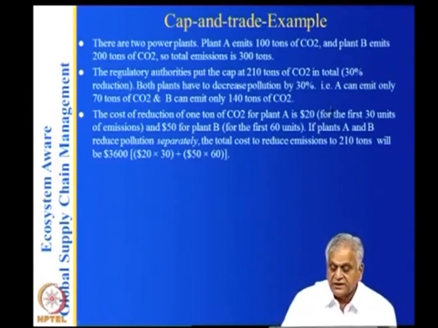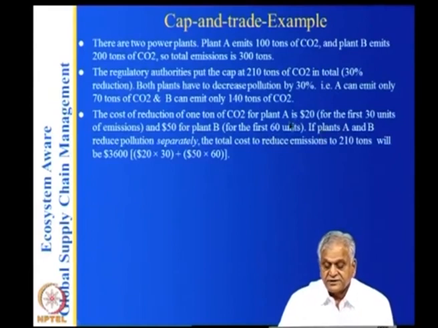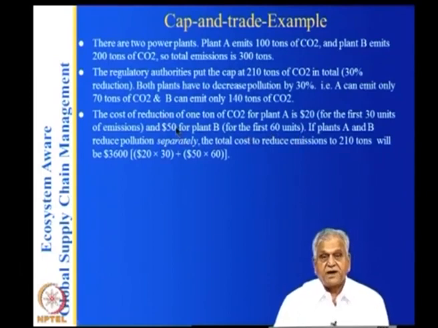Now you can always find here that A has to reduce by 30 units and it costs only $20, whereas for B it has to reduce by 60 units and it costs $50 for the plant. So you can see it costs more for B to reduce this one. So there is an opportunity here for A to reduce more and sell it to B. That's what it does.